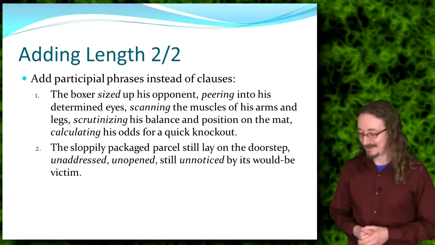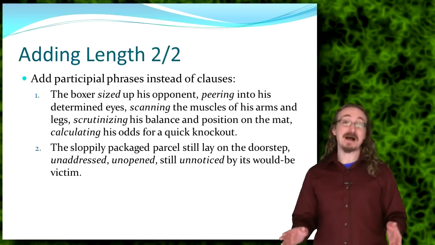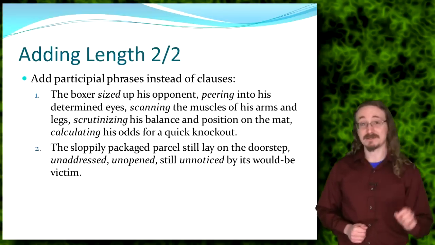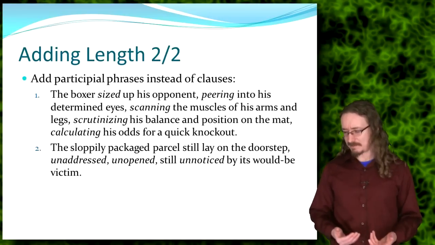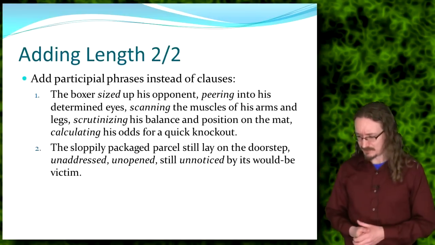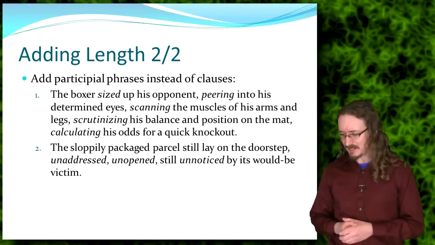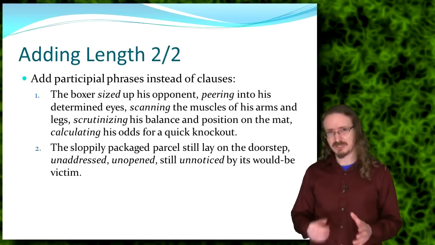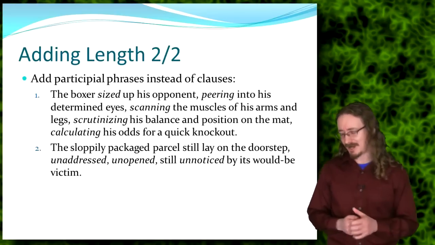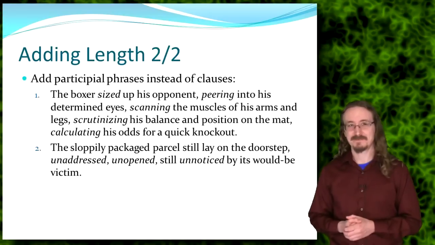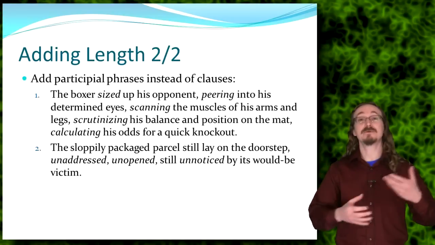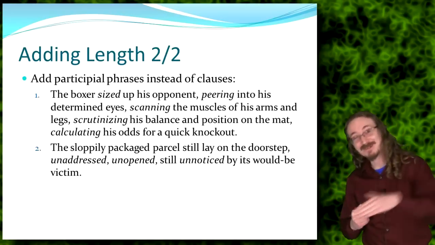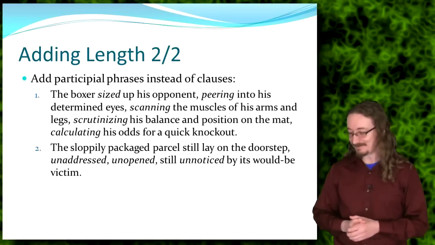So here's another example about a boxer, and I've got the participial phrases there in italics. The boxer sized up his opponent, peering into his determined eyes, scanning the muscles of his arms and legs, scrutinizing his balance and position on the mat, calculating his odds for a quick knockout. Again, you see how those participial phrases are building up a certain tension so that you can literally have a punchline there at the end.